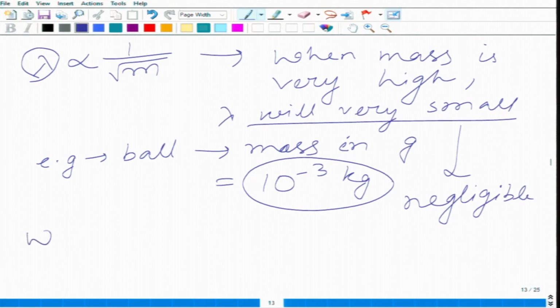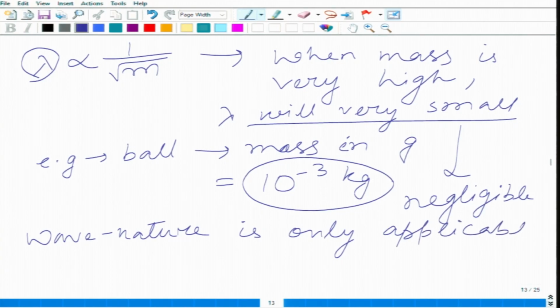Therefore, wave nature is only applicable for particles like electron, proton, etc. Right? So, we have studied about the de Broglie's hypothesis. Now we will read about the second discovery which led to the failure of Bohr's model.